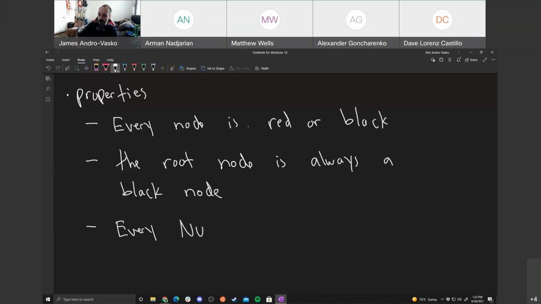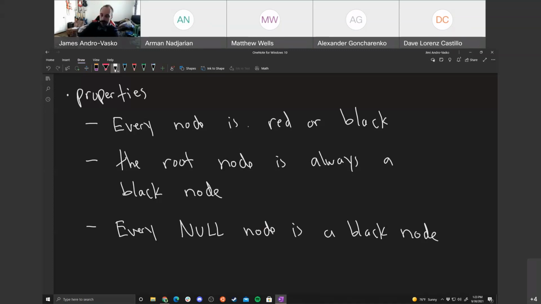Every null node is a black node. This is just so in certain cases, to maintain balance, it makes it easier to maintain the balance of our black trees. So a null node will be a black node.